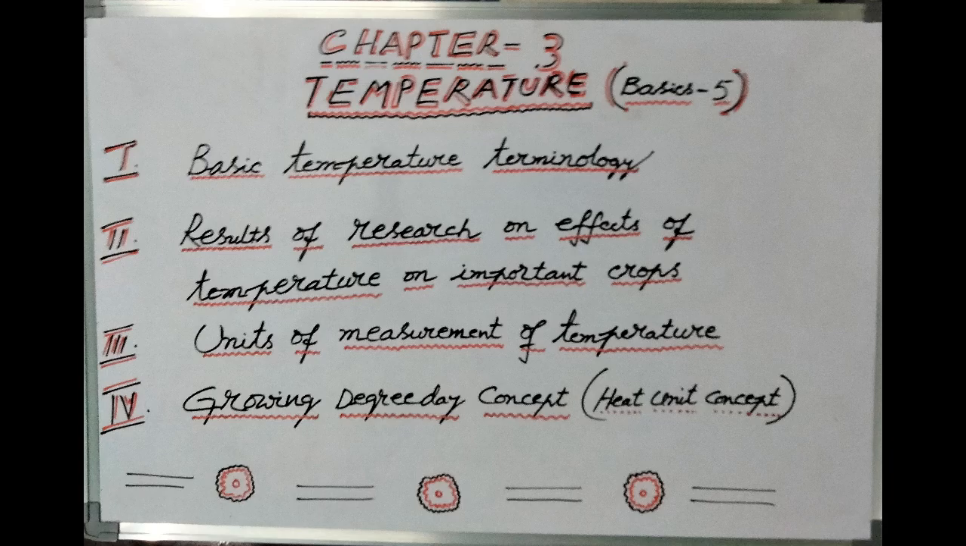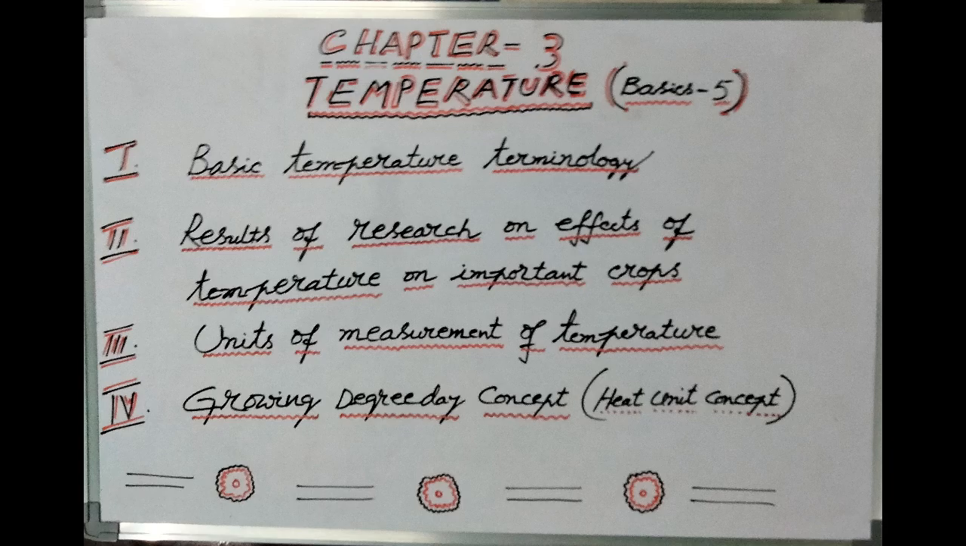The base temperature in my research I found was 10 degrees centigrade for Kharif season crops, and 5 degrees centigrade for winter season crops, that is Rabi. This is my finding of research. Once again, I would like to say the growing degree day is a very simple concept relating plant growth, development and maturity to air temperature.